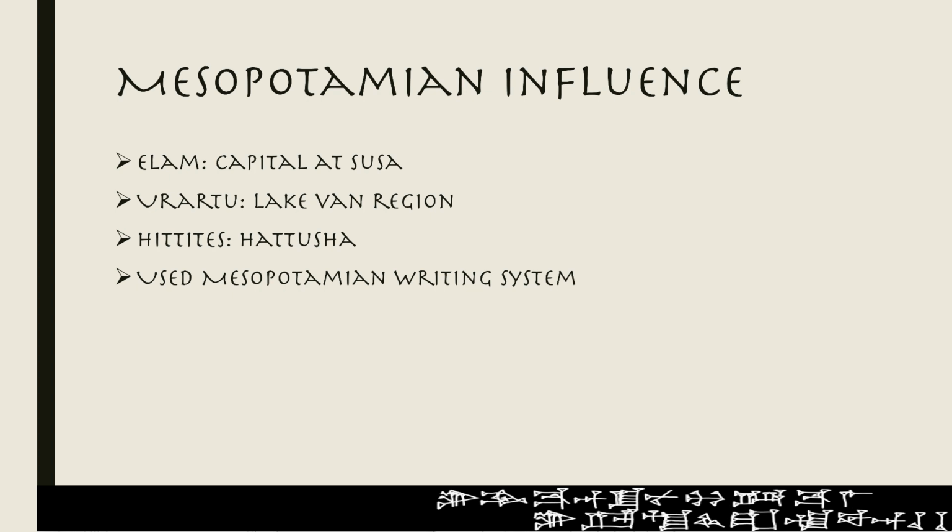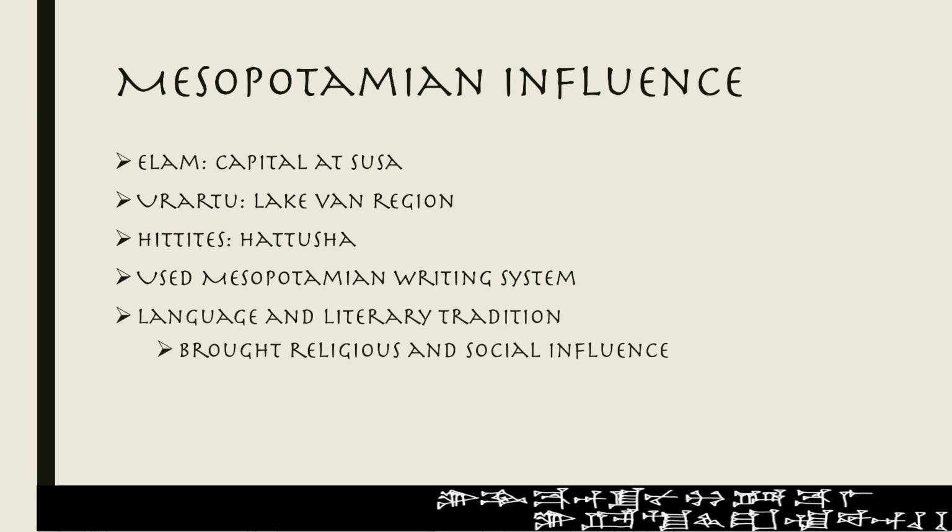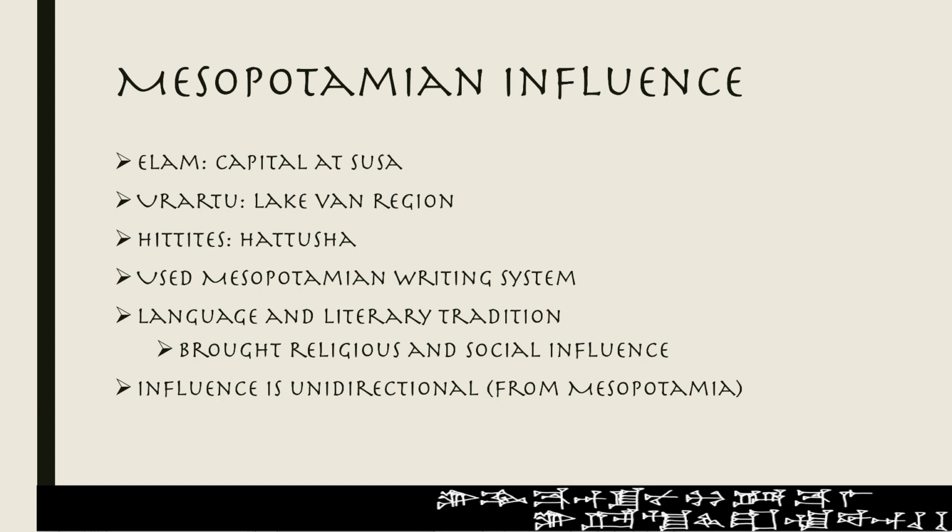All of these areas used the Mesopotamian writing system. There was scribal education in these areas that was modeled, to greater or lesser degrees, after Mesopotamian style. The language and the literary tradition went, again, to varying degrees, but with that tradition came the religious and social influence from Mesopotamia. So Mesopotamia not only was influenced by those around, but had an influence on the surrounding regions themselves. In this case, influence was unidirectional. When it came to language and literary tradition, the influence went from Mesopotamia outward.